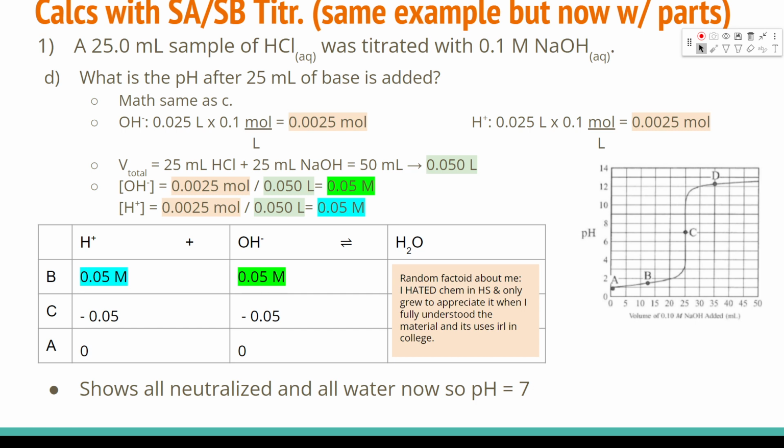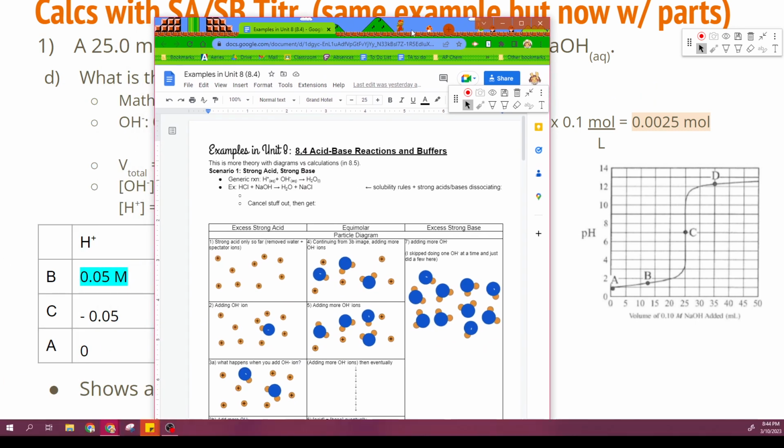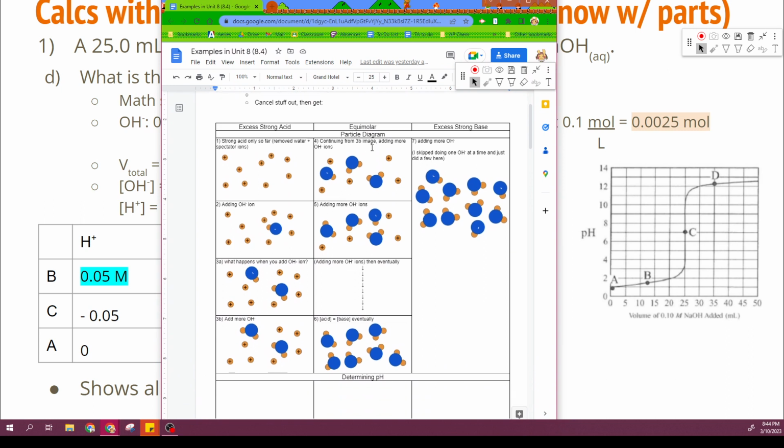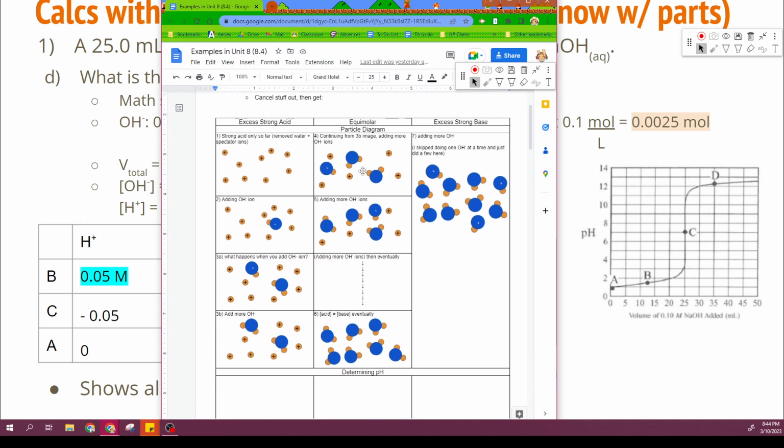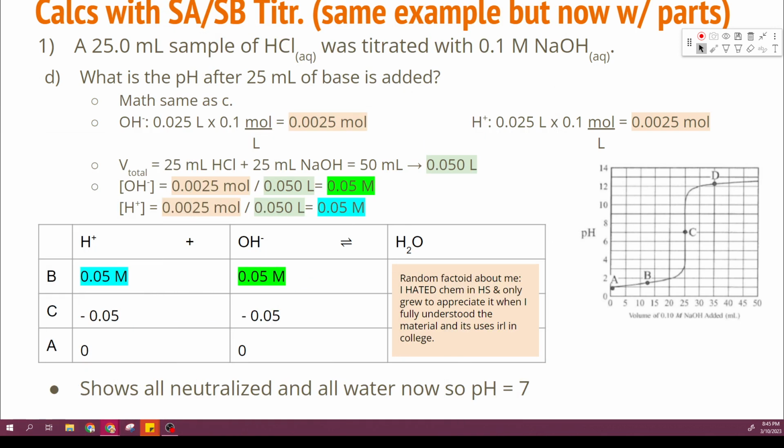So again, if I go back to the notes that we took, this is the scenario 1 equimolar part. So if I go back to the Google Doc real quick, we were here, and then we're adding more hydroxides. And so eventually all of the acids reacted with the hydroxide and they all neutralized to just be water. So just be mindful of which situation we're at, okay? So that is pretty much where we are on the titration curve, okay? So be very, very mindful of that.